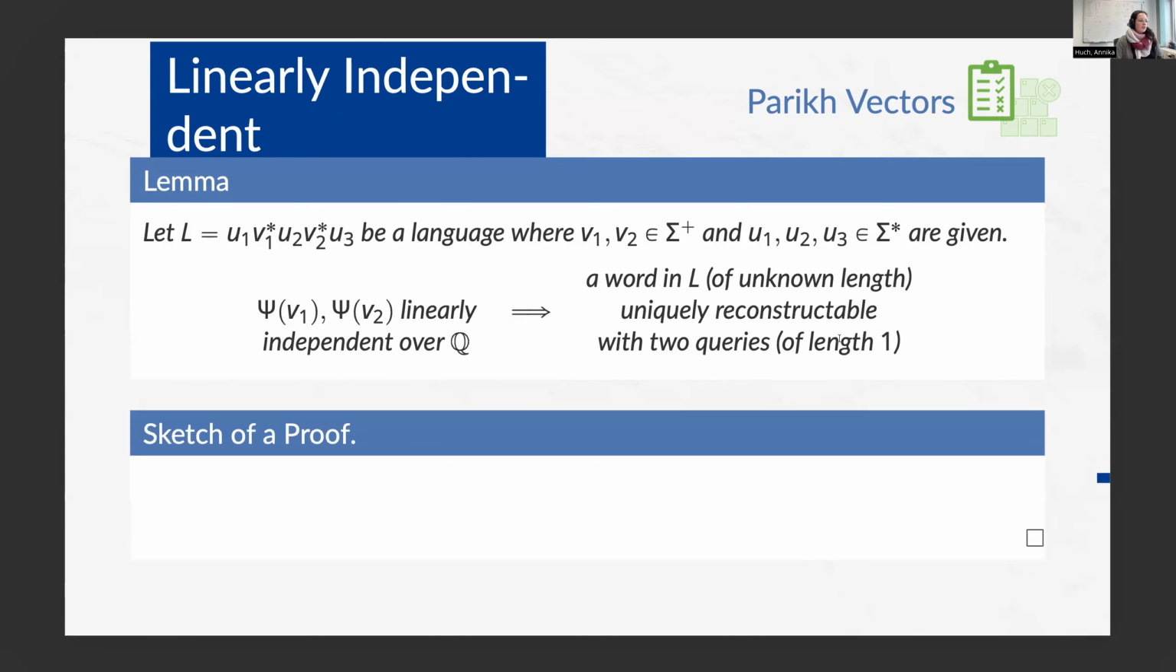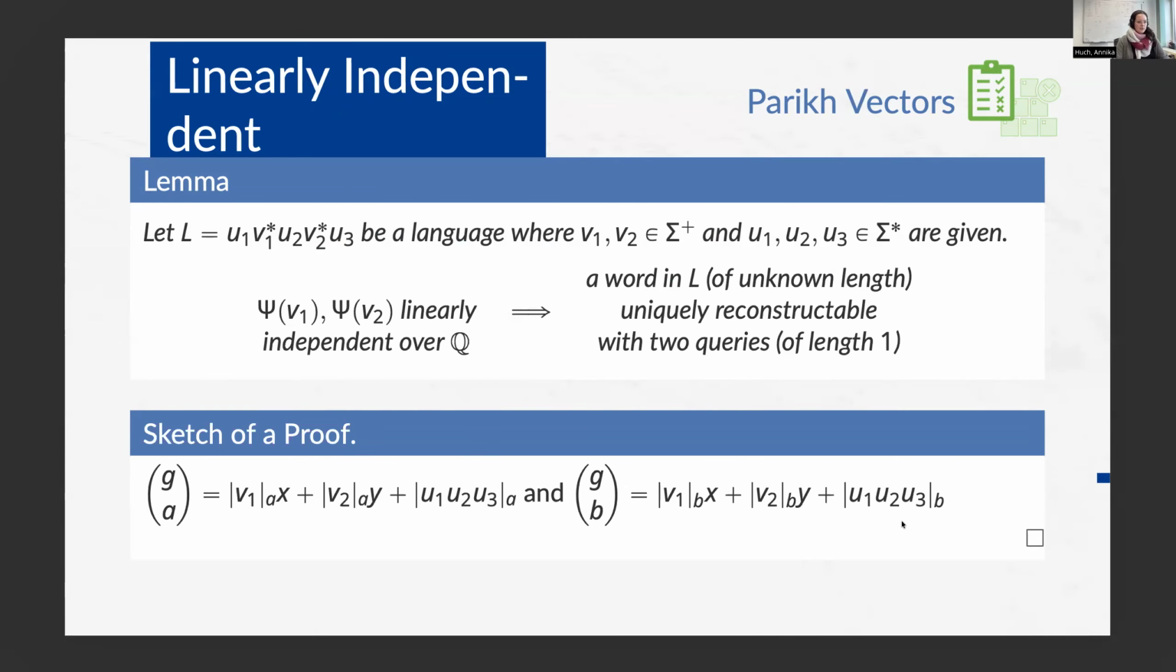Why does it hold? So we queried this one here, which I just showed you is this equation. And we query a second letter, which is just the same equation with b's in the index. But now we know the Parikh vectors are independent. So we know that the steepness of the linear equations is not the same, because they're independent. So those are two linear equations with one exact point of intersection.